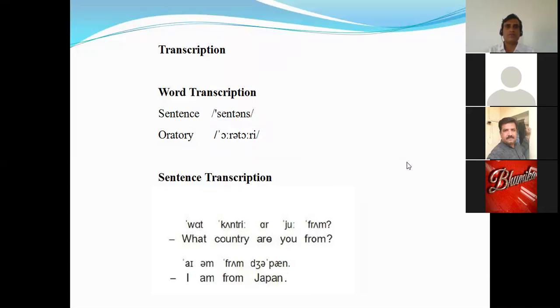Transcription. There are two types of transcription: word transcription and sentence transcription. In word transcription, we say the word in one way, but the exact transcription and pronunciation is different. We say oratory sometimes here in the Indian context, but the exact pronunciation of this word is different. The next is sentence transcription. I read the word in the sentence here. What country are you from? Is the question. I'm from Japan. That is the sentence transcription.